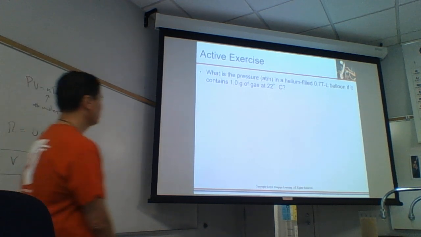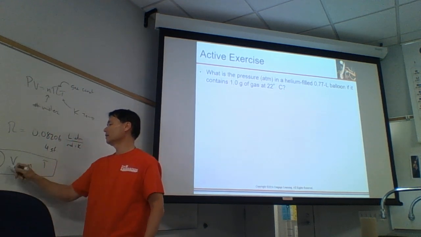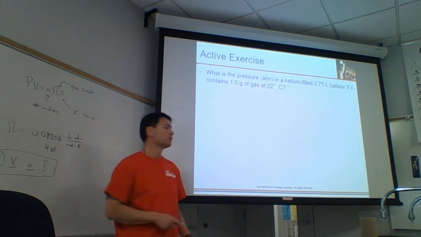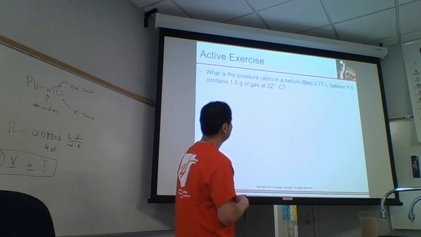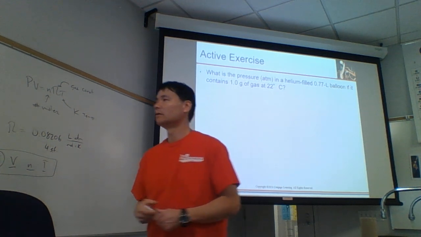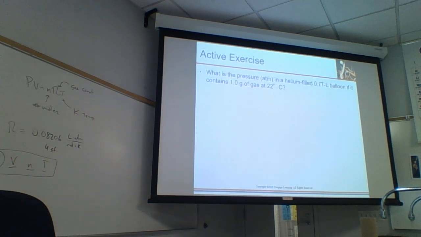What is the pressure? We're looking for the pressure. If we want the pressure, then we need the volume, the number of moles, and the temperature. We want the pressure in atmospheres, in the helium. We have the volume, 0.77 liters. The temperature is 22 degrees C. 22 degrees C is going to be what in Kelvin? 22 plus 273, 295 Kelvin.